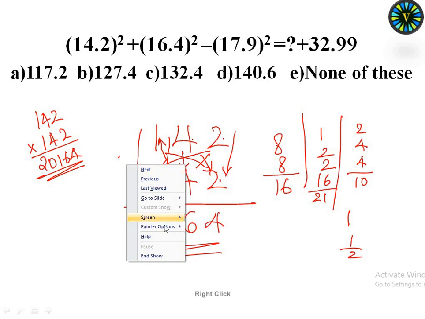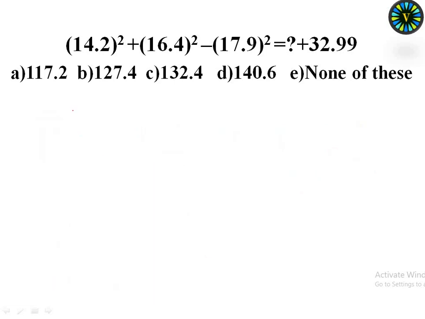Yes, I am erasing this. So the answer for 14.2 square is 20,164. Is this clear? But we have a decimal, correct? When we are having a decimal, we need to count. After how many digits do we have a decimal? Here 1, here 1. So we need to add 1 plus 1 is 2. On that basis, I need to skip these 2 digits and place a decimal here. So that will become 201.64.